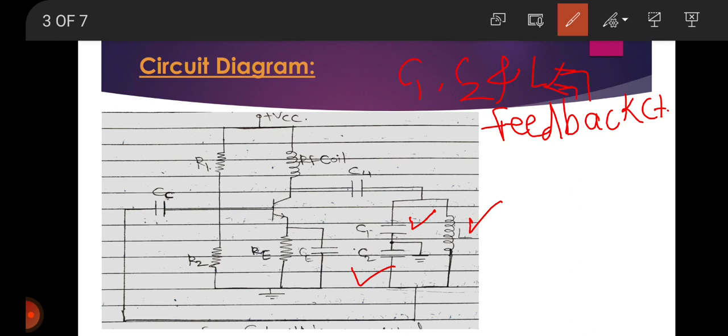So see, the resistors R1, R2 and this RE provide DC bias to the transistor. The capacitor C4, called the coupling capacitor, allows AC current to pass and blocks the DC current reaching the tank circuit.